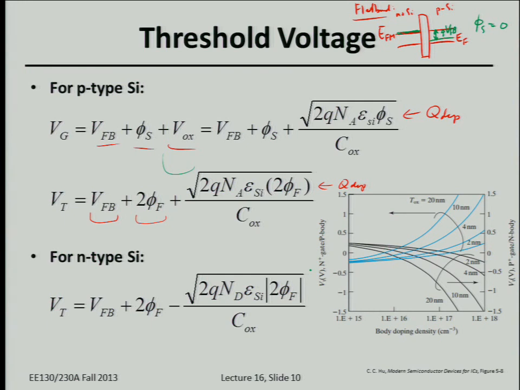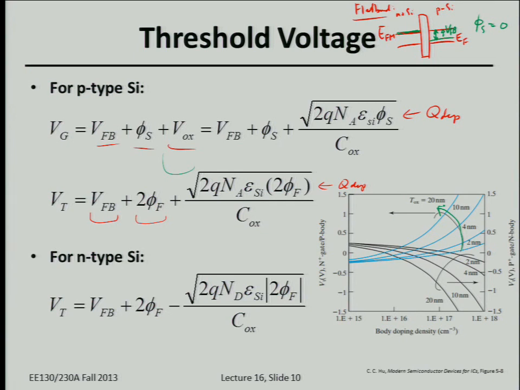Okay, what about the oxide thickness? As you increase the oxide thickness, your threshold voltage is going to go up. Qualitatively, that should also make sense. Let's think about it. That's equivalent to making the oxide thicker.